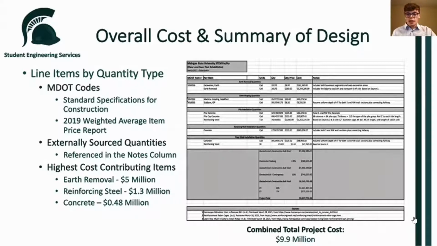In addition to high cost contributing items such as earth removal, reinforcing steel, and concrete, a 2.5% contractor staking fee, 10% contingency in the case of cost overruns, as well as the construction and preliminary engineering fee have been accounted for in the overall estimated cost of nearly $9.9 million.